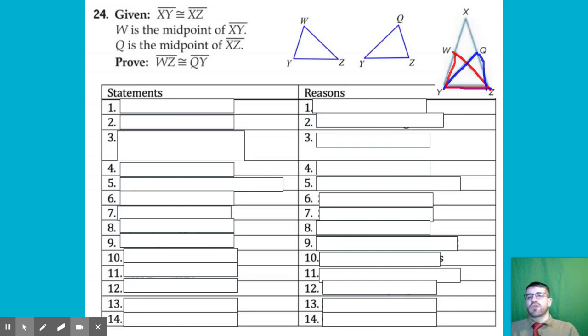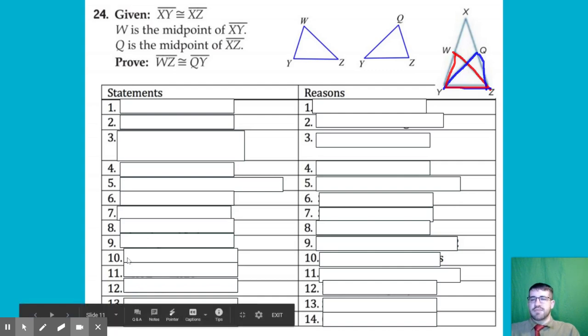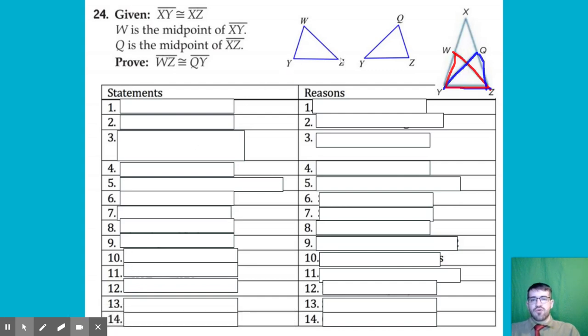And because we're looking to prove segments congruent, we're likely going to be trying to prove that the corresponding parts of congruent triangles are congruent, or CPCTC. Before we could use CPCTC, we need to prove that these triangles are congruent in some way, shape, or form. So what we're going to do is start with our first bit of given information. We have XY is congruent to XZ. And that's given.